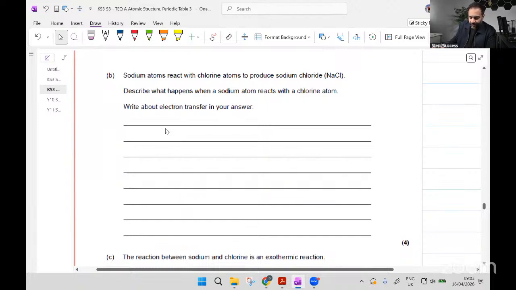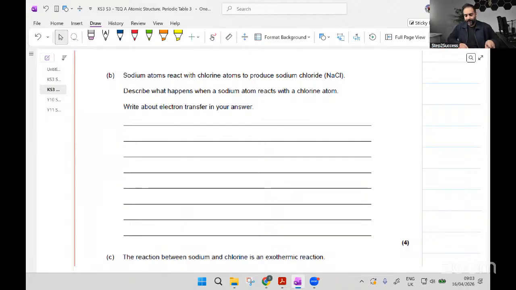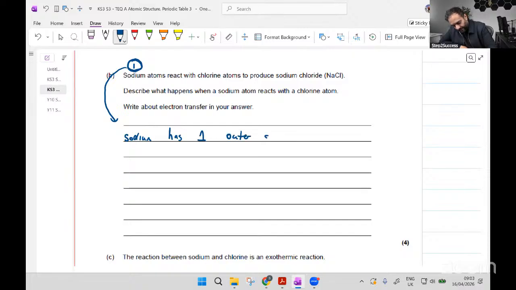Sodium atoms react with chlorine to produce sodium chloride. Describe what happens. It's important to understand this question because these are the kind of questions that come up in GCSE exams as well as in these homeworks that we're giving you. What you're supposed to know is that sodium is in group one of the periodic table. What that number tells you is that sodium has one outer shell electron.